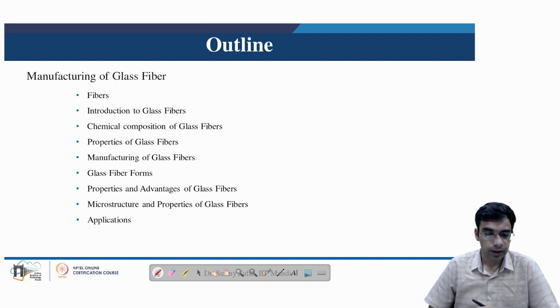So we will start with introduction to fibers, then introduction to glass fibers. We will look at the chemical composition of glass fibers, their properties, the manufacturing process which is itself used to make the glass fiber, the various forms in which the glass fiber is available, their properties and advantages, and we will also look at some microstructural details and end applications other than wind turbine blades for the glass fibers.